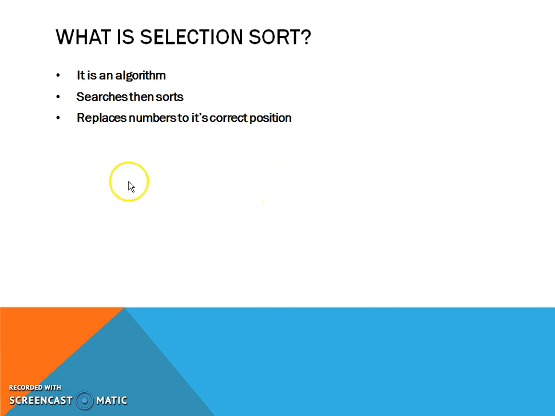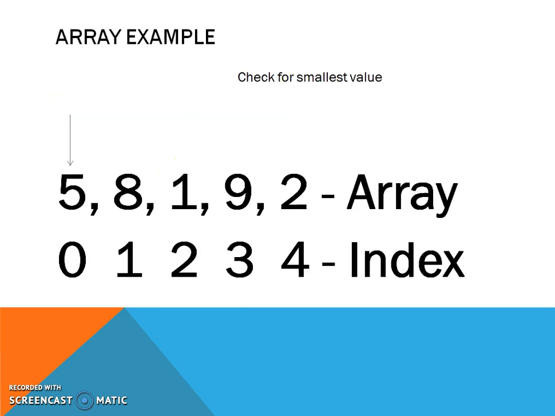So in the first position, you'll have a number, and then it searches through the whole list to find a smaller number. And if it finds a smaller number, then it will replace it with the first element in the unsorted list. Consider this array example with index numbers 0, 1, 2, 3, 4 and numbers 5, 8, 1, 9, 2.